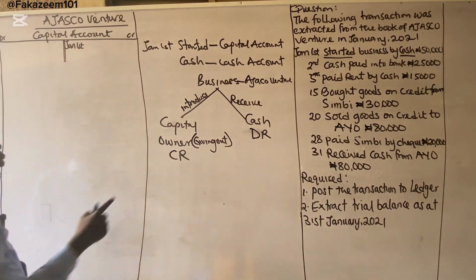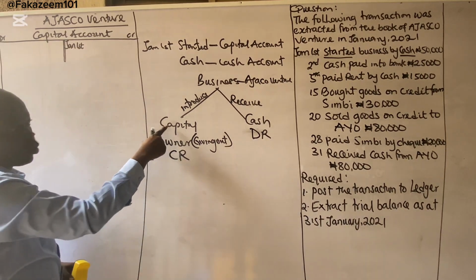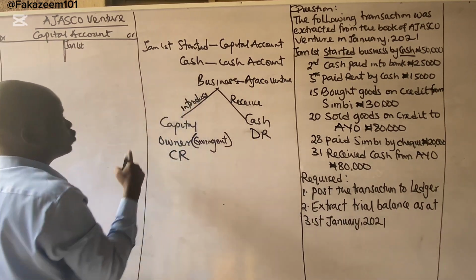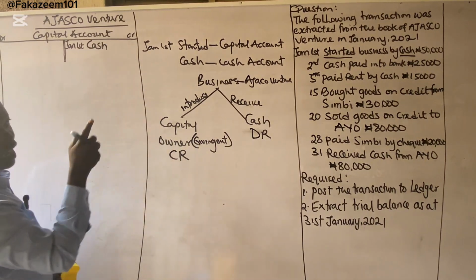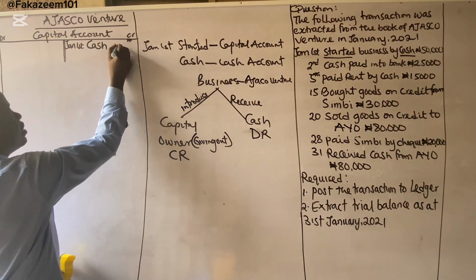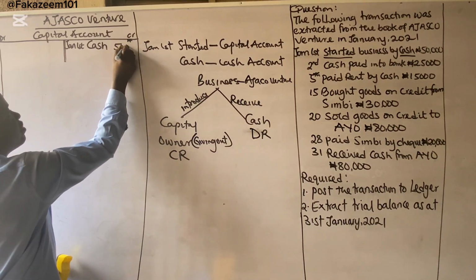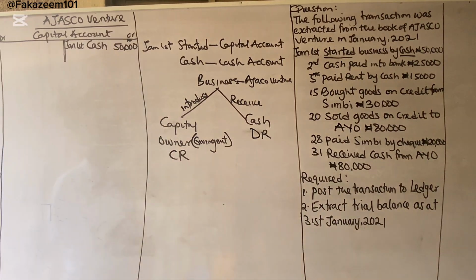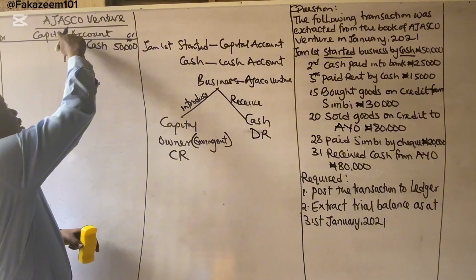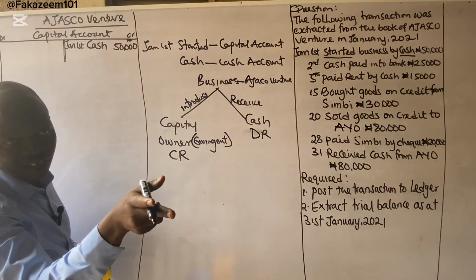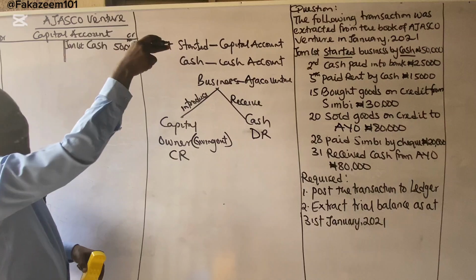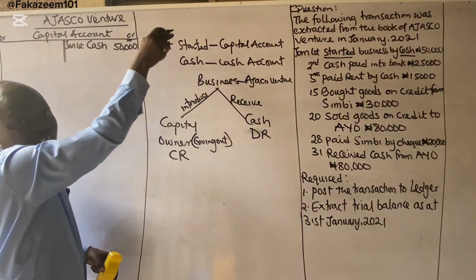January 1st. Why are we recording capital? What does this owner introduce into the business? The particular will now be cash. How much? We'll put the Naira sign first and put 50,000 Naira. We have recorded the capital account, showing that capital is given out. What is representing the capital is the owner. And it shows that this owner is giving out credit, the giver.